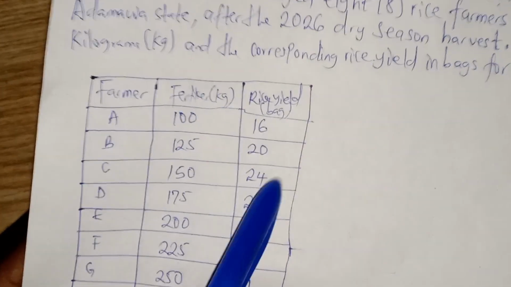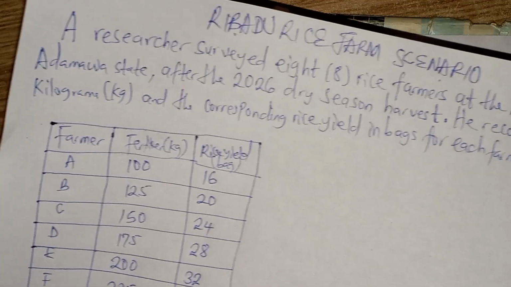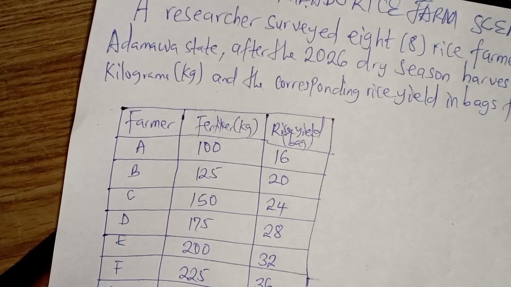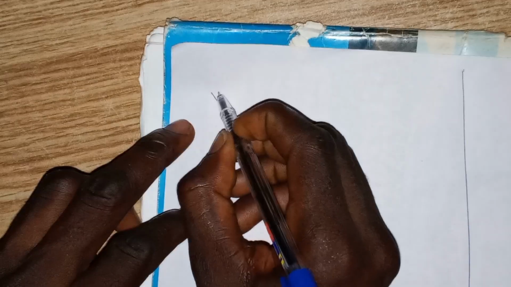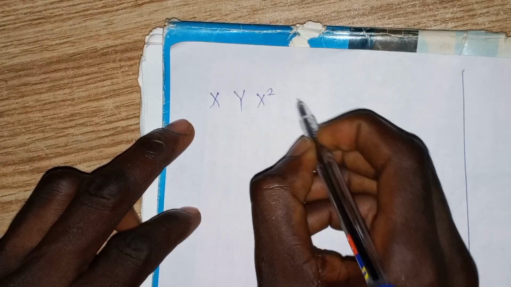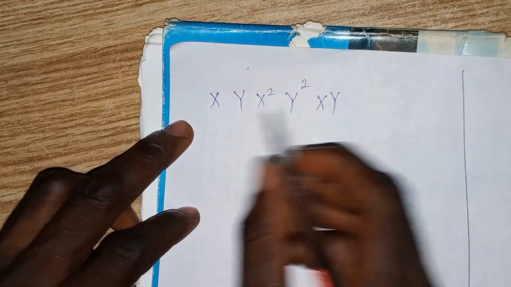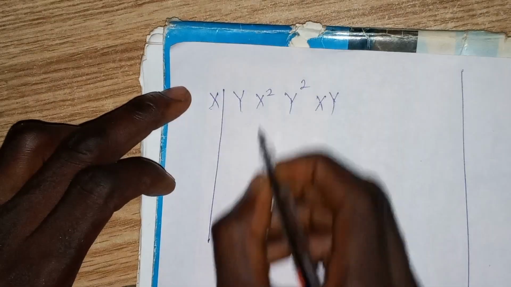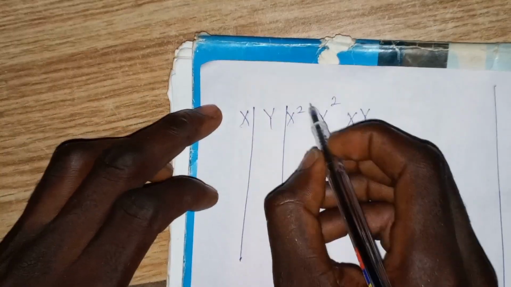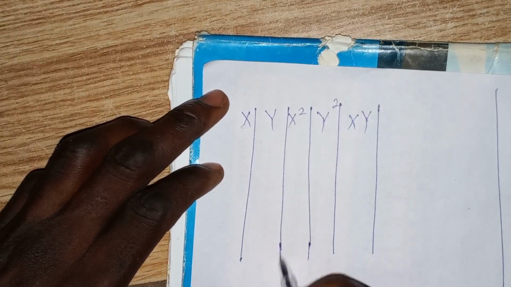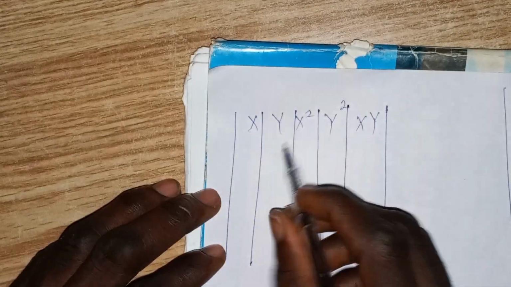So the first thing we must always do in this question is to construct our working table. We need how many columns? 5 columns: X, Y, X squared, Y squared, and then XY. How many columns? 1, 2, 3, 4, 5. So we need these columns.